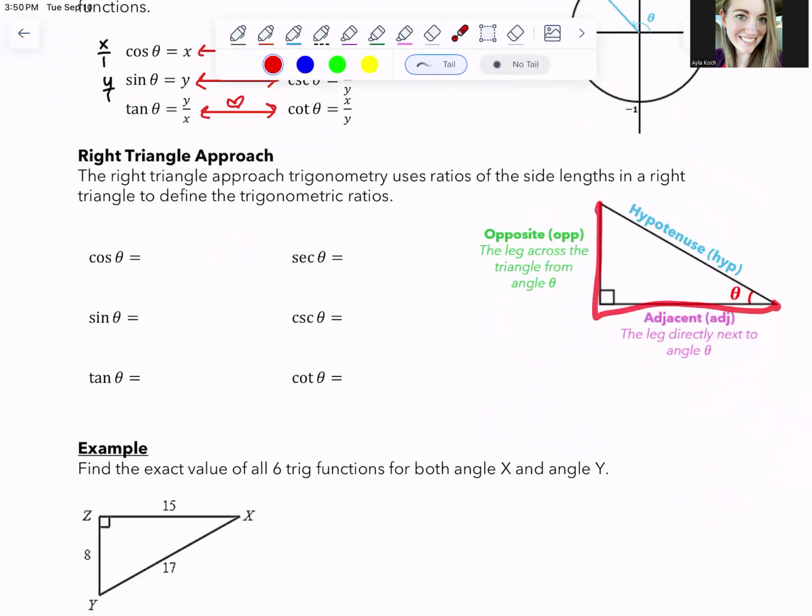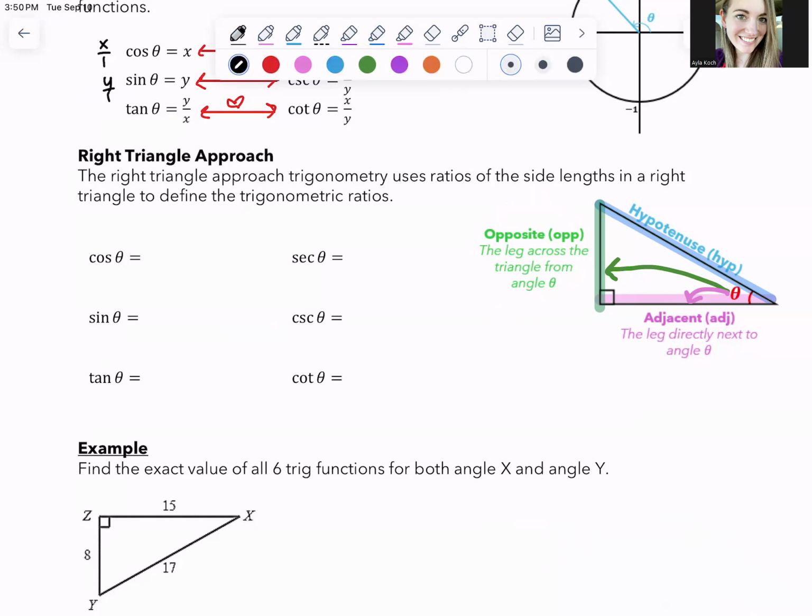We then look at the three different sides of that right triangle and we give them names. The first part, if you look directly across the triangle, you find the opposite side. So the opposite side is always across the triangle from whatever angle you're looking at. The side that is directly next to the angle, we call the adjacent side. And then the hypotenuse is the hypotenuse. It's nothing new. It's what it's always been.